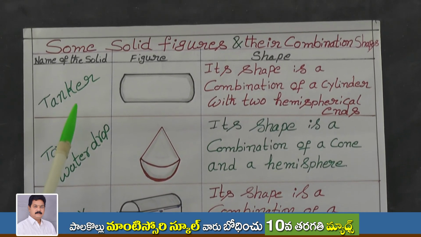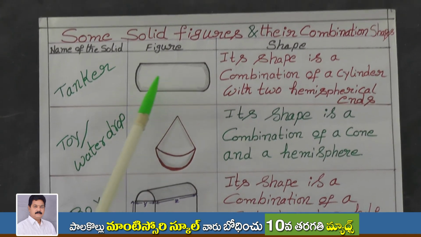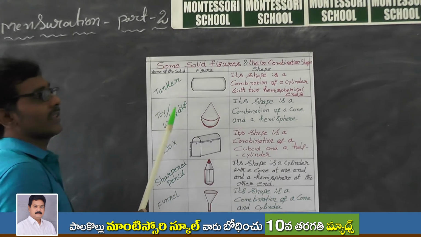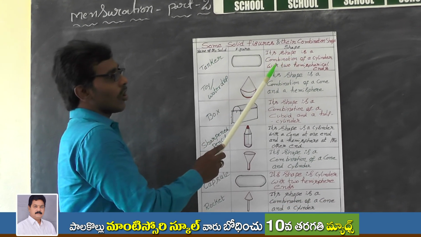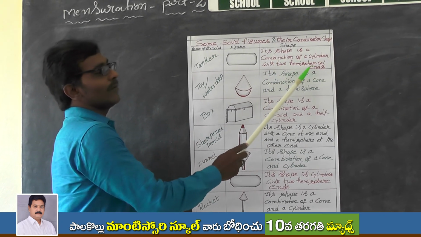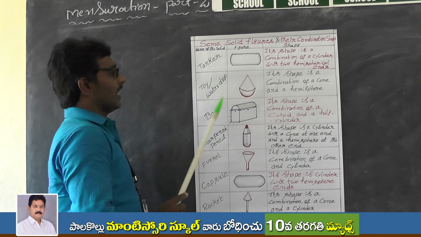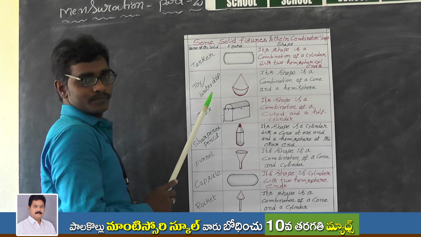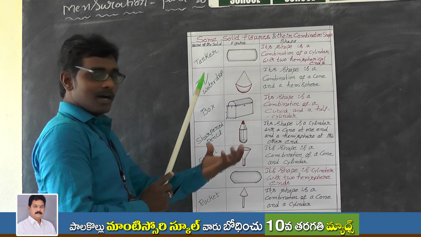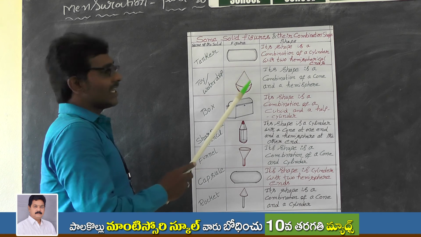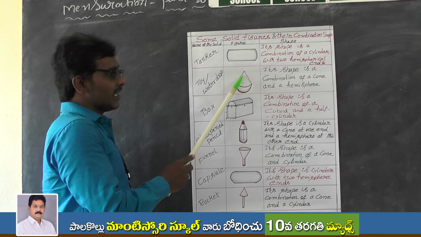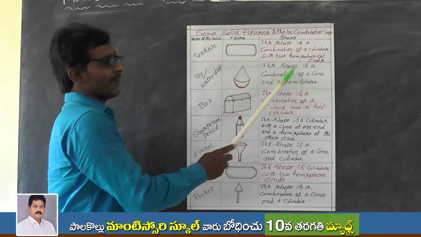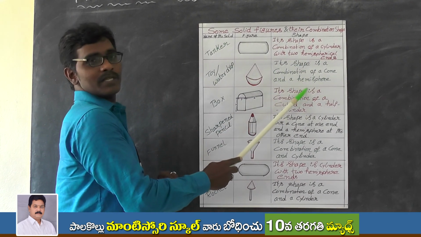First one, tanker. See, this is a cylinder shape, but the ends are hemispheres. So its shape is a combination of a cylinder with two hemispherical ends. Next one, toy or water drop. You observe the toy and water drop is like this one. Here the shape is a combination of a cone and a hemisphere.